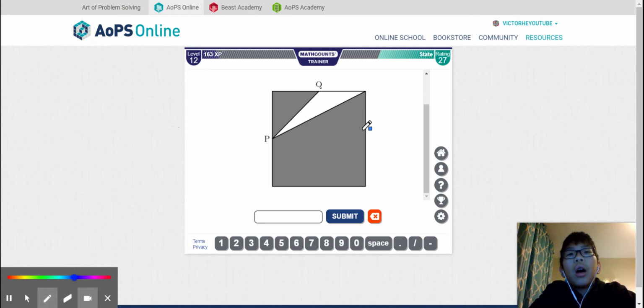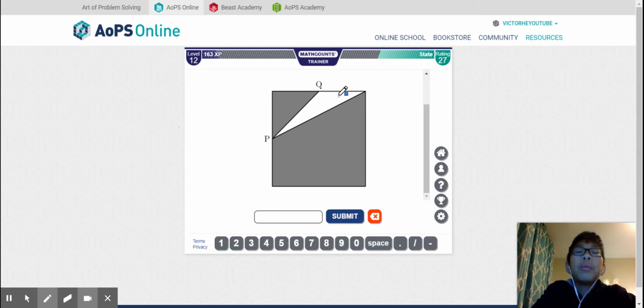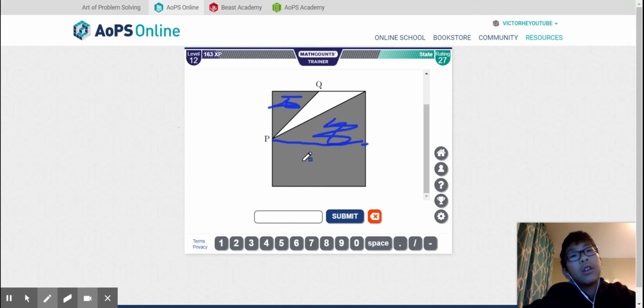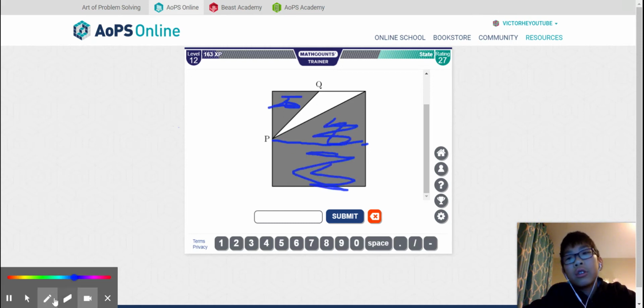So I'm gonna use complementary counting. What complementary counting is, instead of looking for what the area of this triangle is, well, I think it's complementary. I don't know, but what I'm gonna do is, instead of looking for this, I'm just gonna split the shaded area into 3 parts with this triangle, this triangle, and this half.